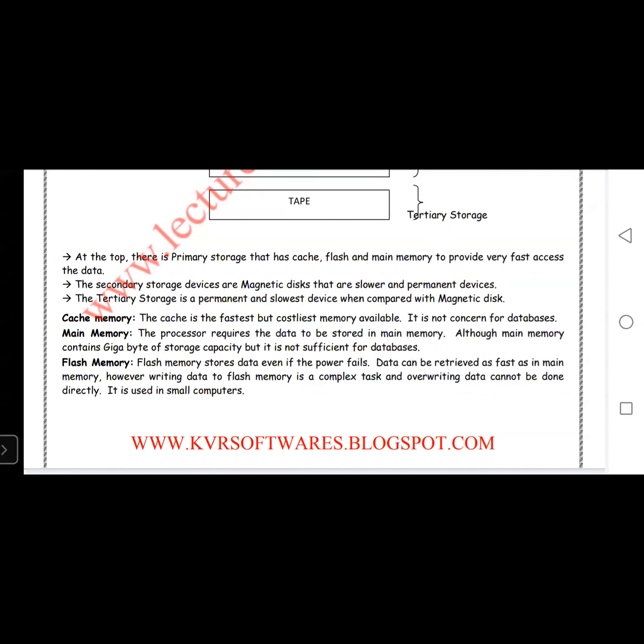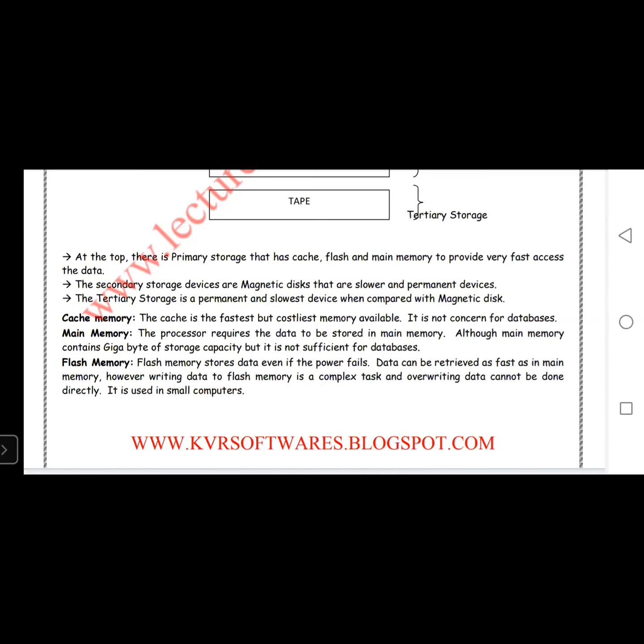Then what about the main memory? The processor requires the data to be stored in main memory. Although the main memory contains gigabytes of storage capacity, it is not sufficient for databases. Then what about the flash memory?